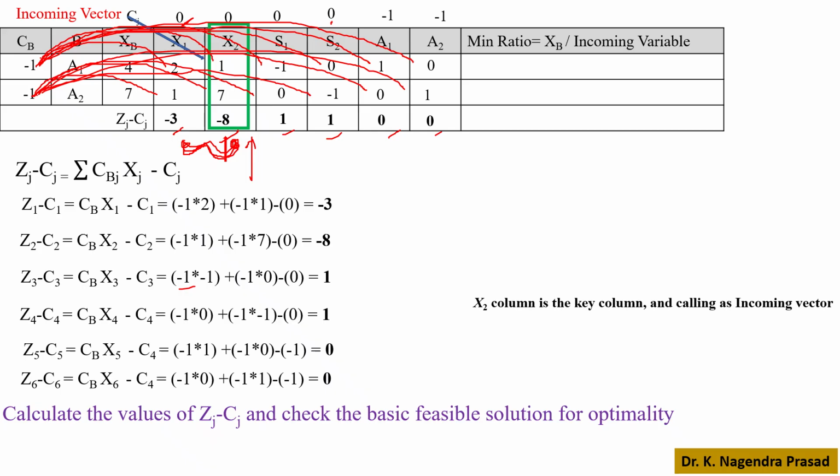So the x2 column we call the key column, and also the incoming vector. So the x2 variable enters the basis. Previously we were not considering x2 as a basic variable. Now x2 will come into the basis. So the x2 variable enters the basis.